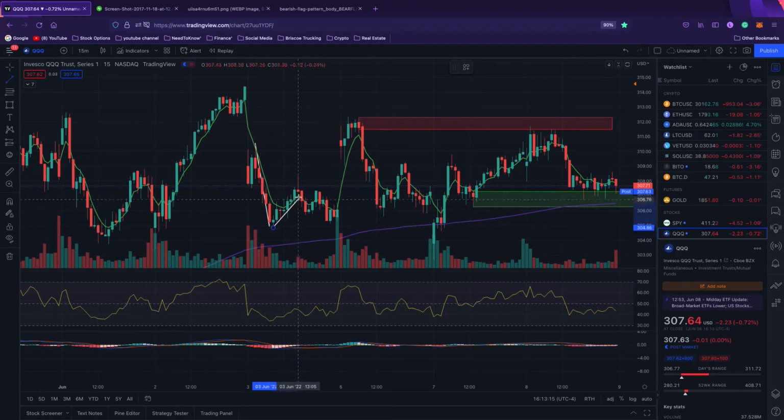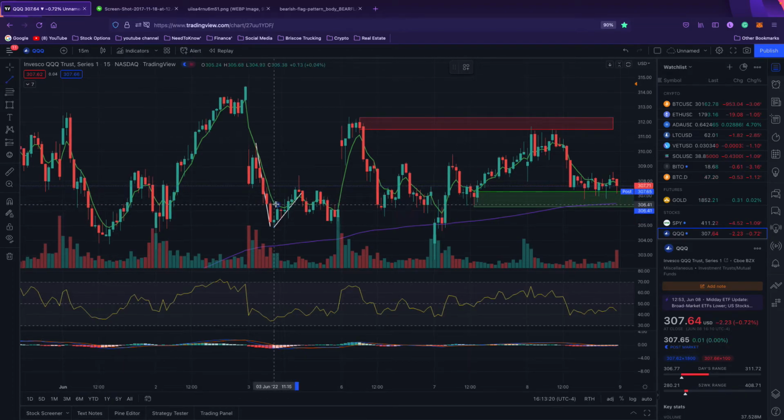Then we come up. Okay, then we come all the way up. And then we see the break. We see the break right here of support. So this is support. This is resistance. It's shaped like a flag. And then it broke, came down, retested.